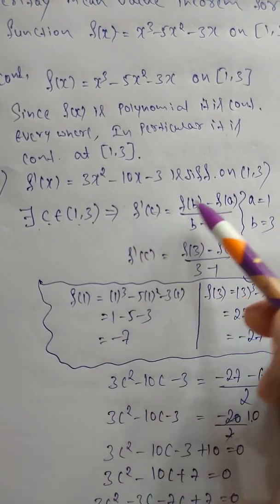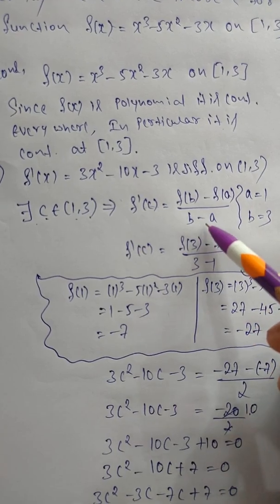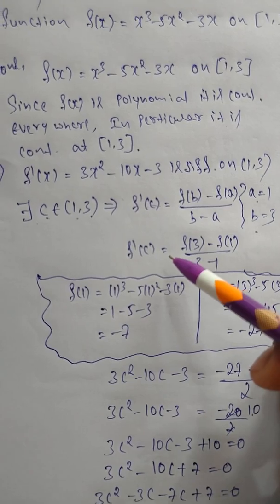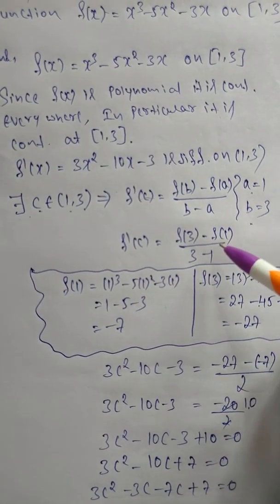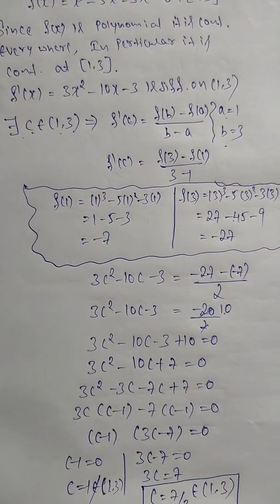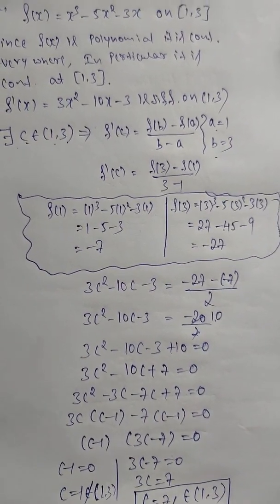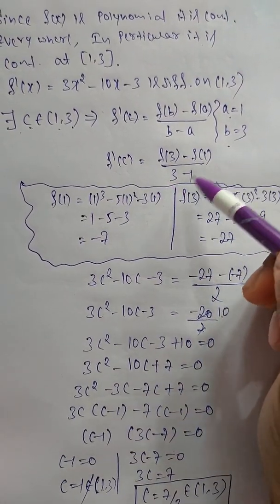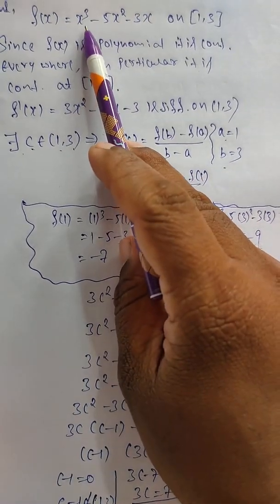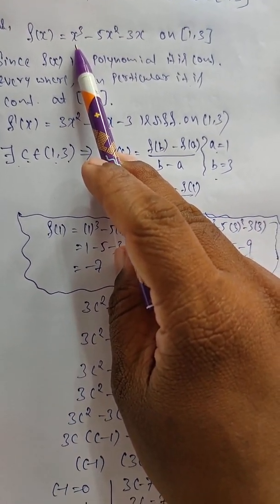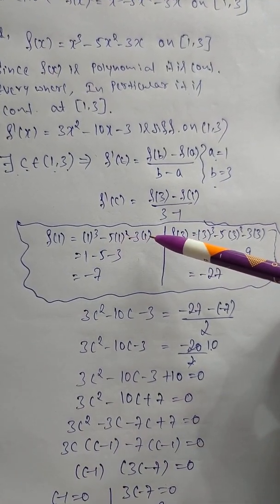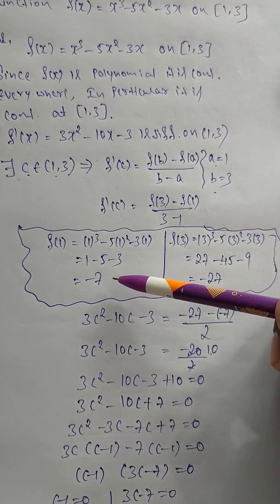F dash of c is equal to f of b minus f of a by b minus a. Here you replace a as 1, b as 3. F dash of c is equal to f of 3 minus f of 1 by 3 minus 1. Now, what is f of 1? You replace x as 1. So f of 1 is equal to 1 cube minus 5 into 1 square minus 3 into 1. So here we get f of 1 as minus 7.